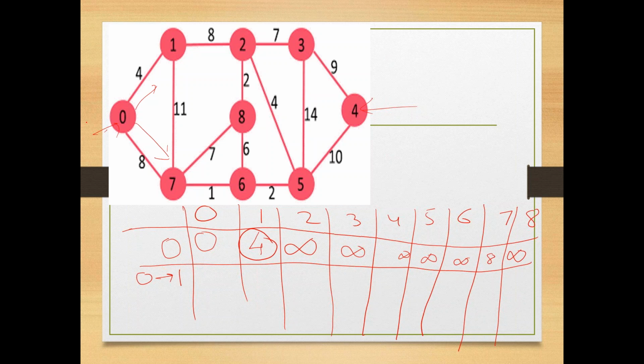0 to 1. When I reach 1, to reach 0 the cost will be 0 only. To reach 1, from 1 to 1, the cost is 4. We have already selected it. Now to reach from 1 to 2, the cost will be 8 plus 4, which is 12. To reach node 2 from 0 via node 1, the distance is 8 plus 4.